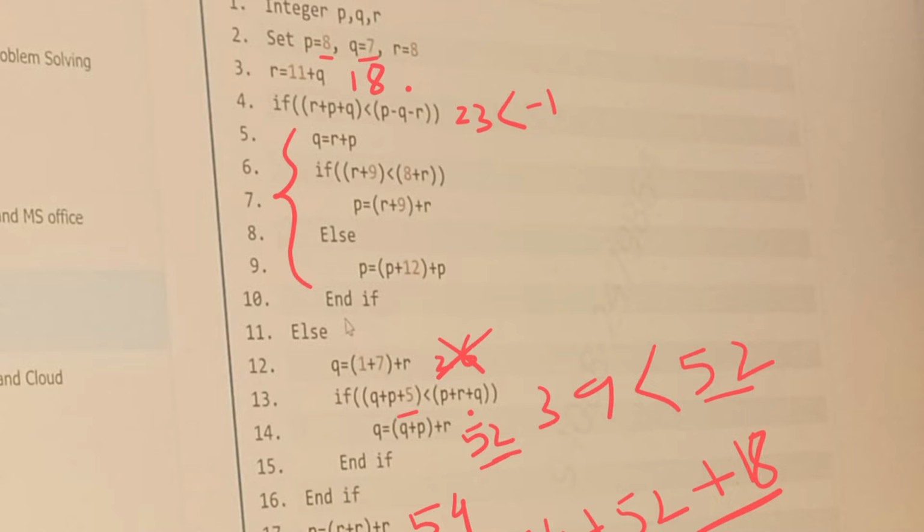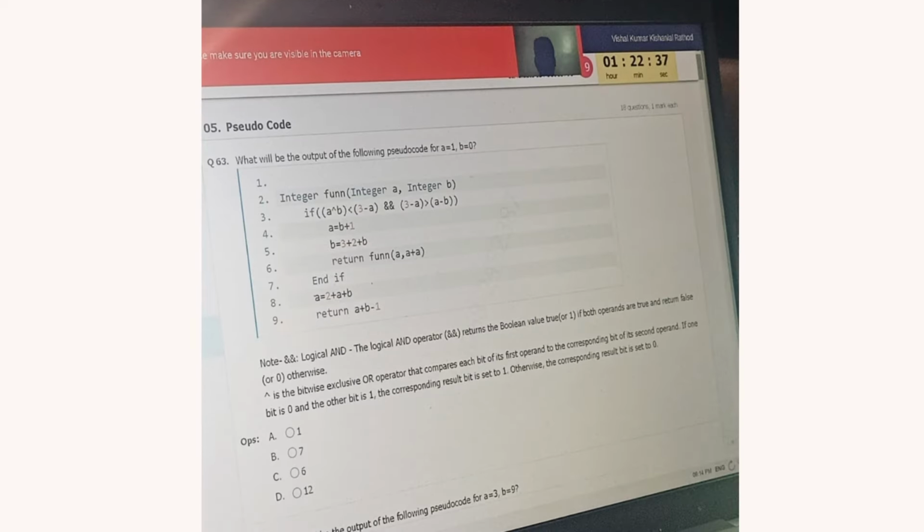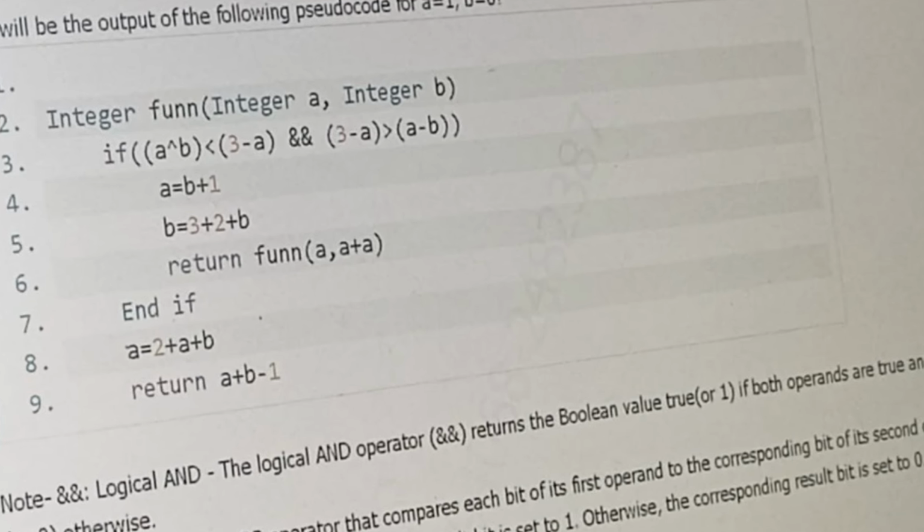Okay, so let's go to the next question. So the next question is this. I hope this is visible to you. At first, please pause the video and try to solve the problem, then cross-check if you are right or wrong. I hope you paused and tried, so let's start solving the problem.